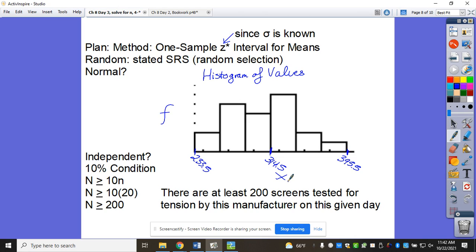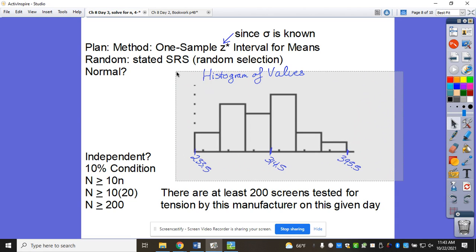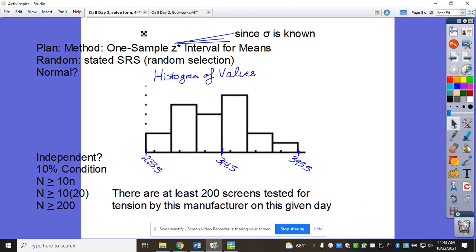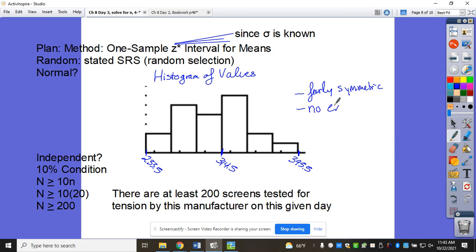Now, the one thing I do have to specify is why I did this and what I looked for. Sorry, I messed up my arrow. What did we write in our fourth step? There are two things I had to check for. I wanted to make sure that it was fairly symmetrical. And I wanted to make sure that it definitely did not have what? No extreme outliers.